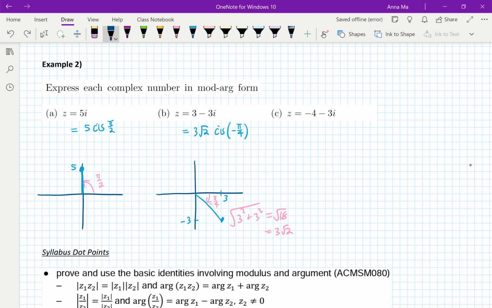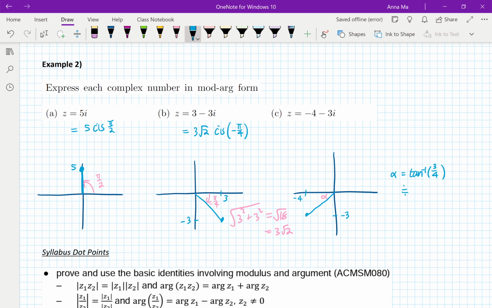Last one, -4 minus 3i would be around there, -4, minus 3. So in order to find the principal argument there, I would have to use trigonometry to find this angle first. Let's give it a name, alpha. So as a side working, I think alpha would be tan inverse of 3/4.